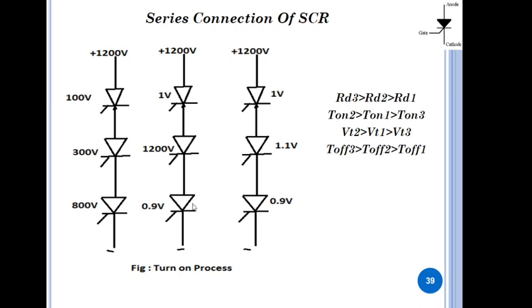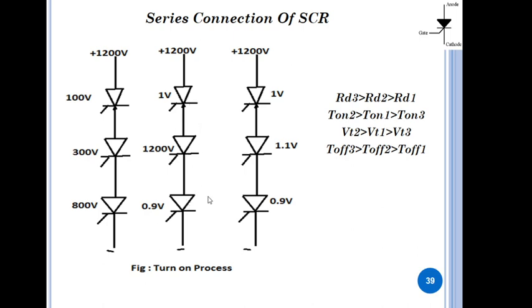The second figure represents that we are applying the trigger pulse to all SCRs simultaneously, but due to the difference in turn on time, each SCR will share unequal voltage distribution. The SCR having the minimum turn on time comes into the on state first and will share the minimum voltage. So from figure number 2, it is clear that SCR 1 and SCR 3 have the minimum voltage compared to SCR number 2.